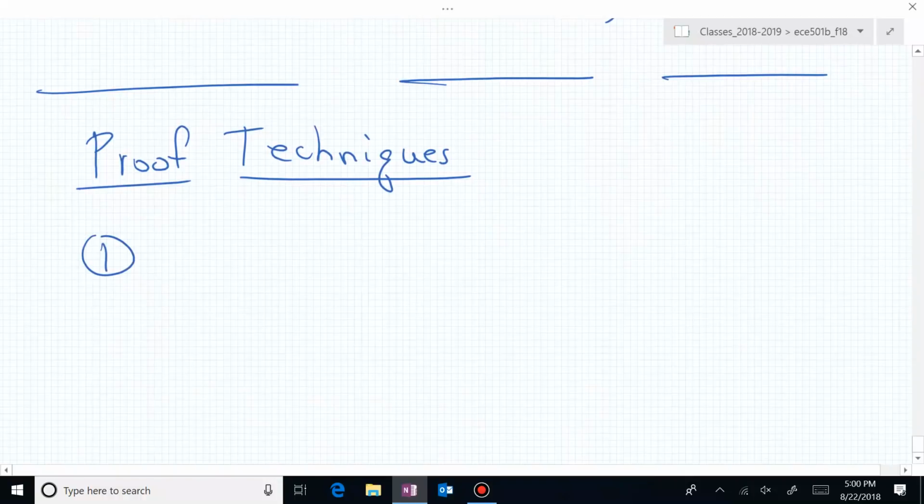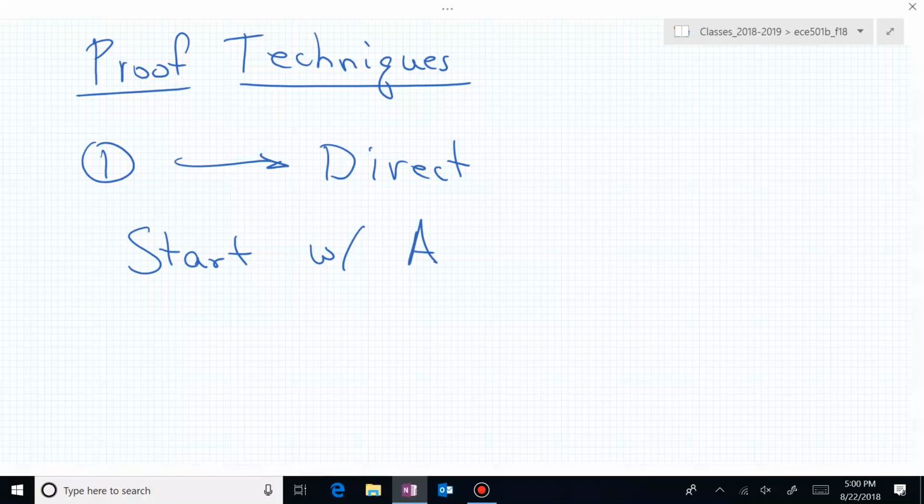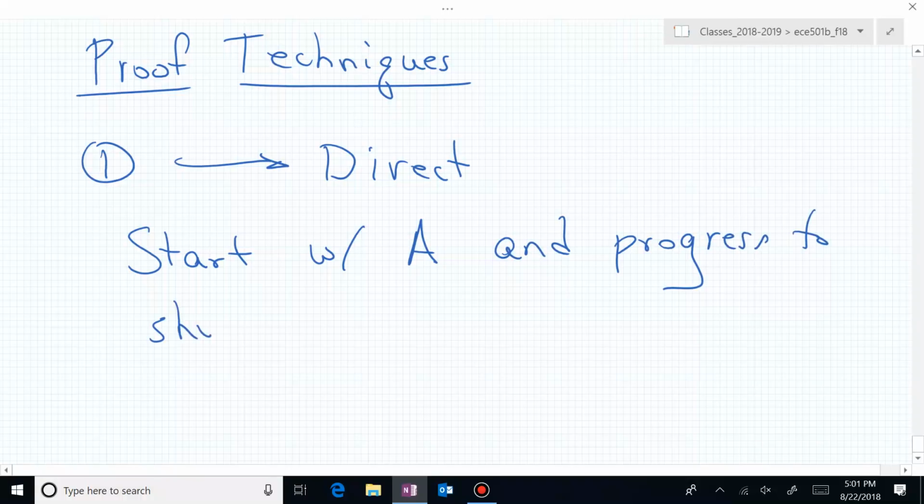Proof techniques. The first one is what we could refer to as a direct proof, where we simply start with the first statement, start with statement A, and we progress via steps to show logically that B results, or B falls out. So we start with A and progress to showing B is true.